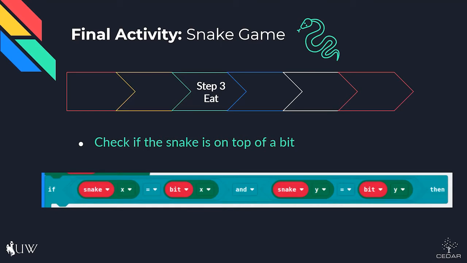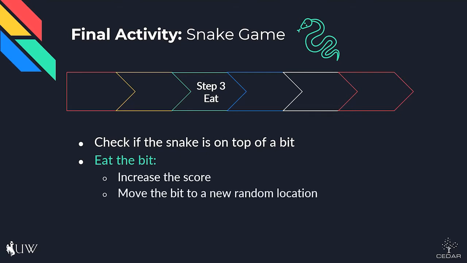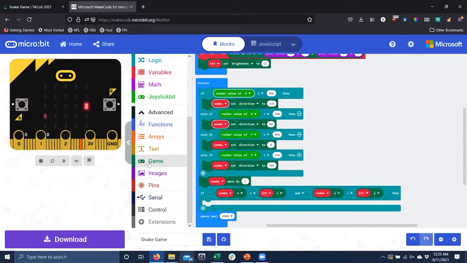Now, how do we eat the bit? All we need to do in our shiny new if block is increase the score by 1 and then move the bit to a random new spot on the screen. There are two ways to increase the score.